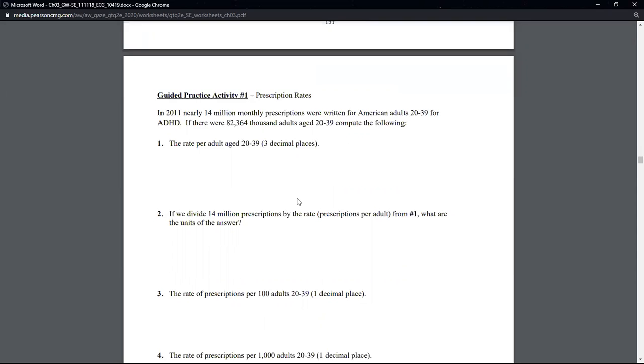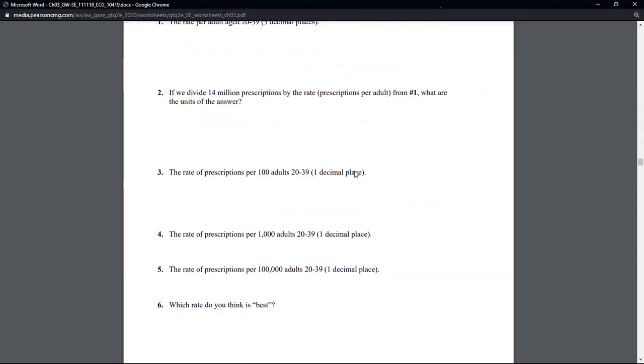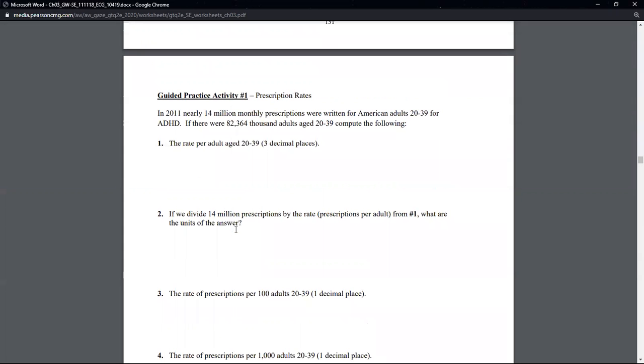Then if we divide 14 million prescriptions by the rate from number 1, what are the units of the answer? The rate of prescriptions per 100 adults in that age range, the rate of prescriptions per 1,000 adults in that age range, the rate of prescriptions per 100,000 adults in that age range. And then they ask us, what rate do you think is best? Now, this last question is subjective. So it's saying between answers 3, 4, and 5, which one do you like more? So we'll get to that later.